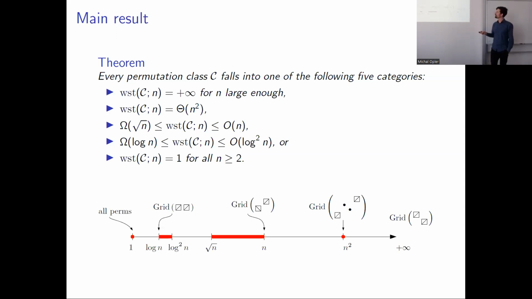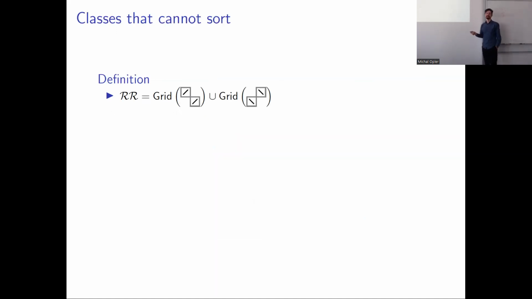So let us start with the infinite case, the classes that cannot sort. We've seen one example, and if you take the reversal of it, it also cannot sort, right?